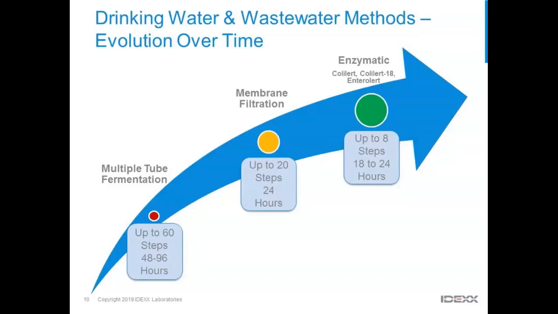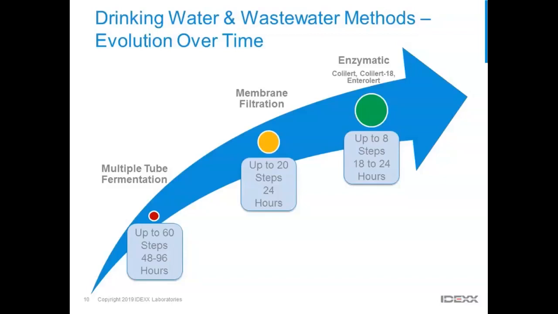So next came membrane filtration. The number of steps has been reduced from around 60 to up to 20. So getting a little faster, and results are coming out about 24 to 48 hours after testing started. So it is faster, but still not quite there, and a lot of confirmations tend to be required for the different methods. So an improvement, but still not the best.